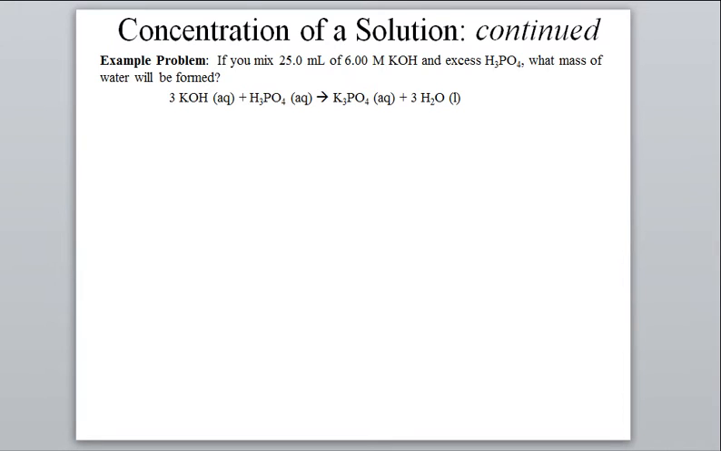As always in a stoichiometry problem, the one you're given information about is your A. So the KOH, that quantity, that's our A. In the problem, it wants to know how much water would be formed. So water is our B.